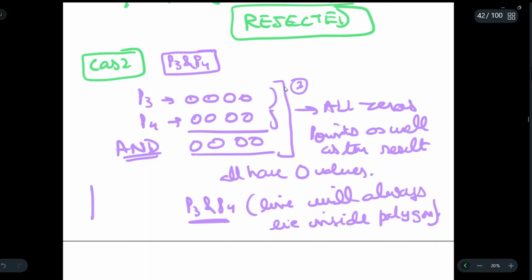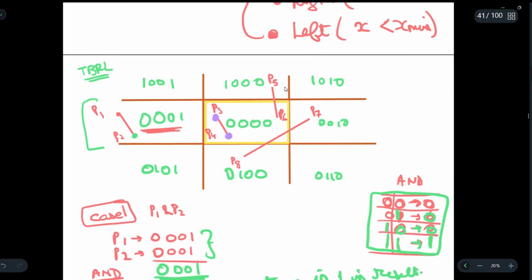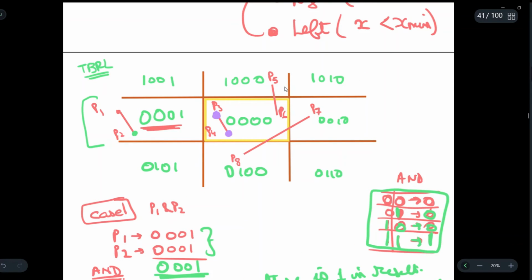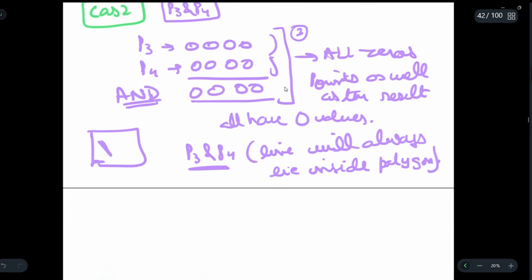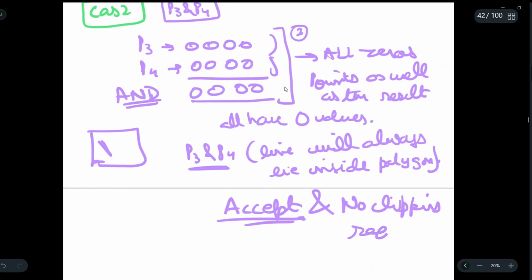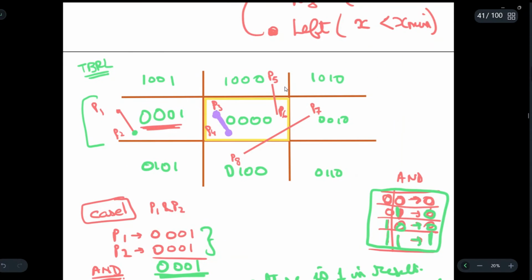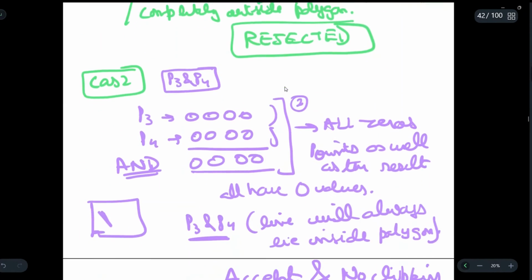That is, we have the polygon, and a line will be lying over here. As you can see from the diagram that we have, P3 and P4 lie inside the polygon. So we need not do anything. We will simply accept this line as it is inside the polygon, and no clipping is required because the line already lies inside the polygon. That is what we want, and it does not lie outside, so we won't reject it. So now let us come to case number 3.